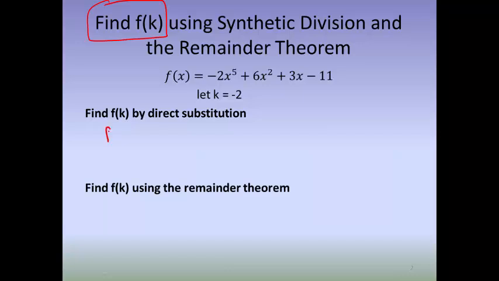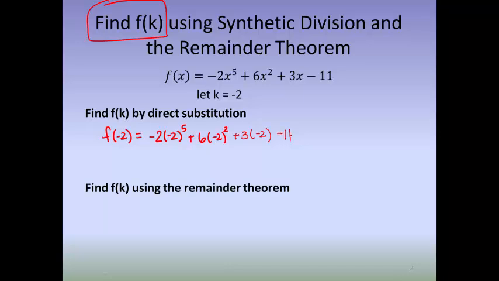So I'm asking us to find f of -2, which means just substitute in -2 for x to find the outcome, to find the y value. In other words, x is -2, what is y? Let's go ahead and do that. So you're going to substitute in -2 to the 5th power, and then we've got 6 times a -2 and we're squaring it, plus 3 times a -2, and then minus 11.